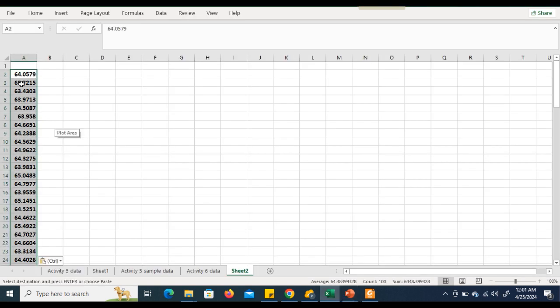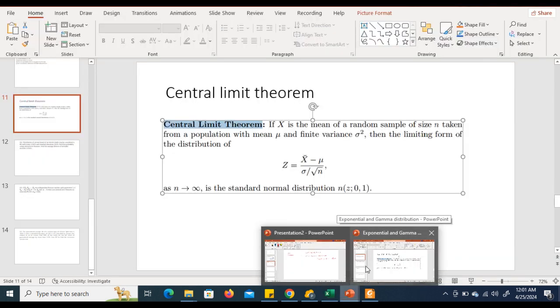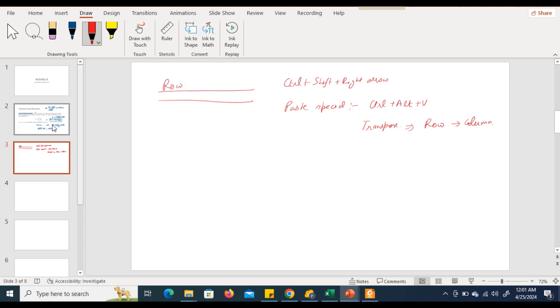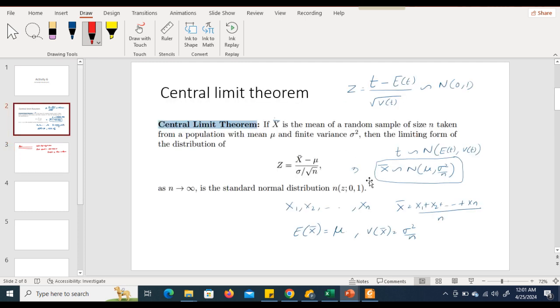So you can see here now the data is pasted in the form of a column. I named this random variable as say x, but basically it represents x bar. What I want to prove here is that the sample mean will follow a normal distribution whose mean is equal to the population mean and whose variance is equal to the variance of the population divided by square root of n.